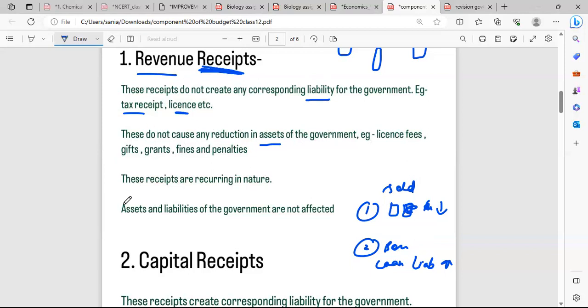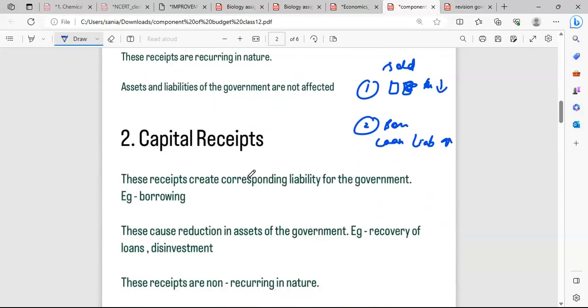So in this revenue receipt, assets and liability of the government are not affected. Clear? So that's why revenue receipt is a good one. Because if you are receiving money, you have only two sources. Either you will sell something or you will borrow it, right? Your asset will decrease or your liability will increase. These are the only two situations. But in revenue receipt, your asset doesn't decrease nor does your liability increase. Clear? They don't create any liability.